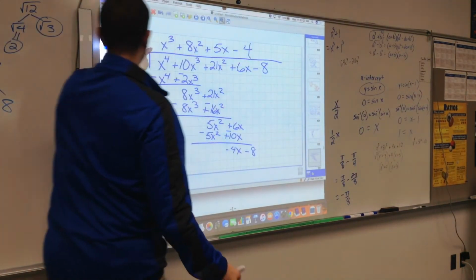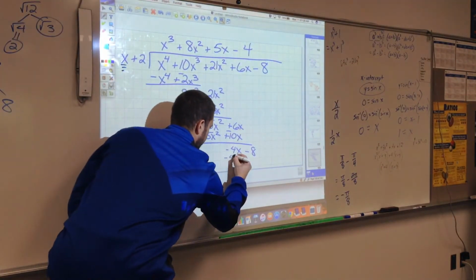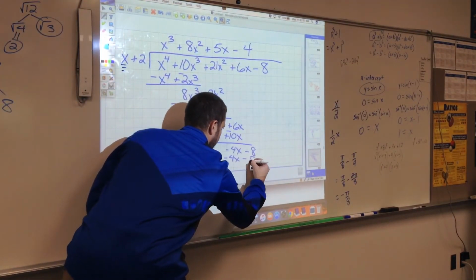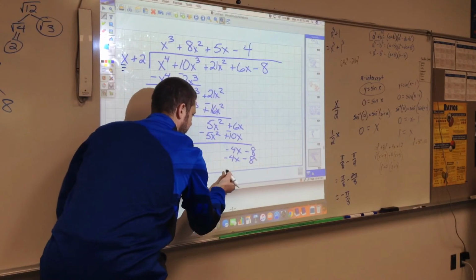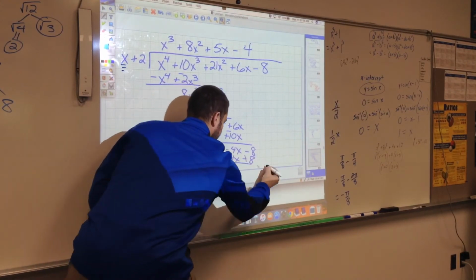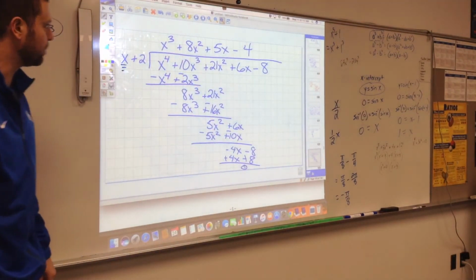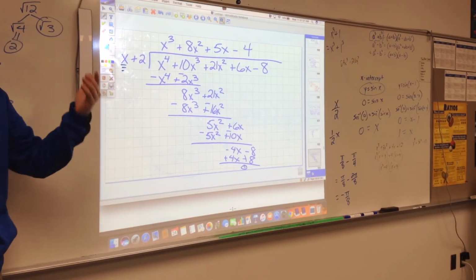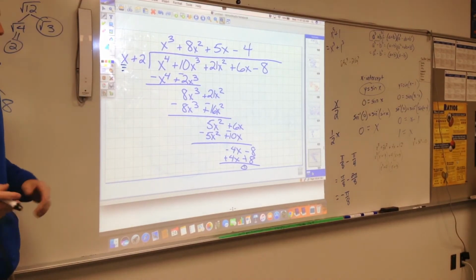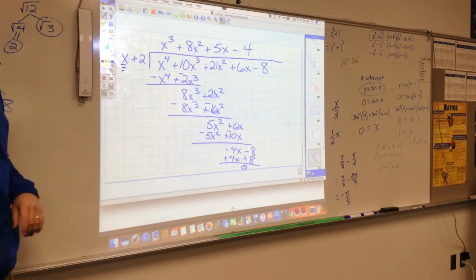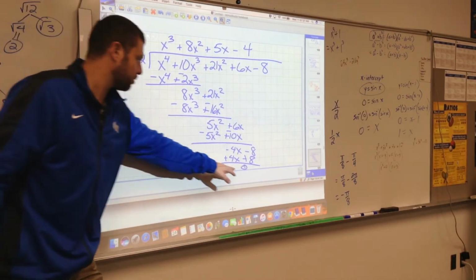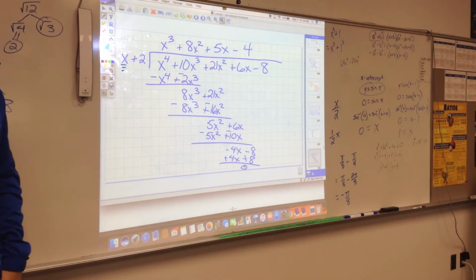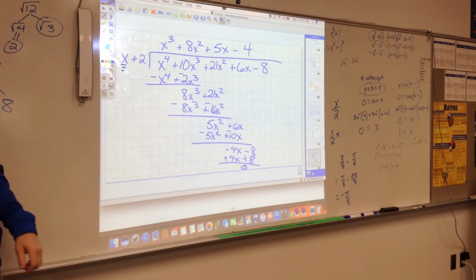Take negative 4 times what's in front. Negative 4x minus 8. And then subtract that, which actually, subtracting negatives becomes plus positives, and I'd get a remainder of 0. So it goes into it evenly, which we knew it did already, right? From the previous video where we knew this was a factor. But this just proves that it goes into it evenly because I got a remainder of 0. So there is long division.